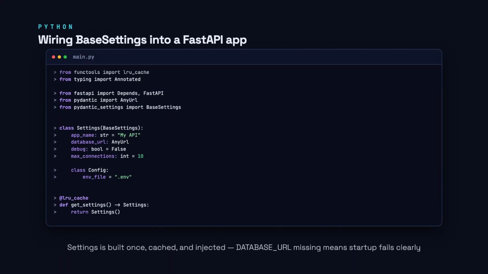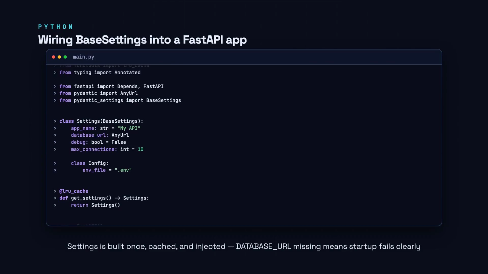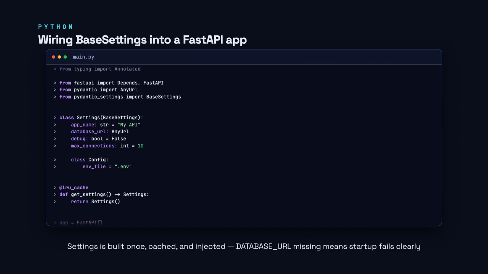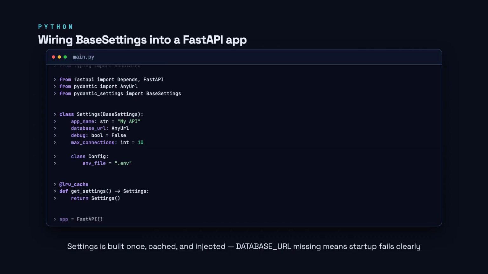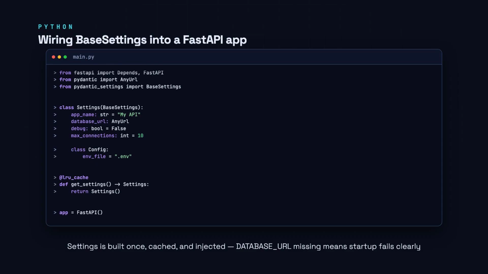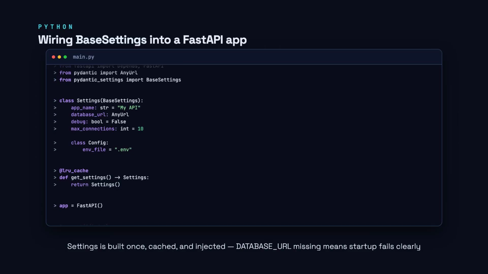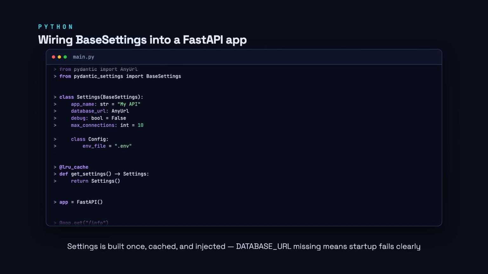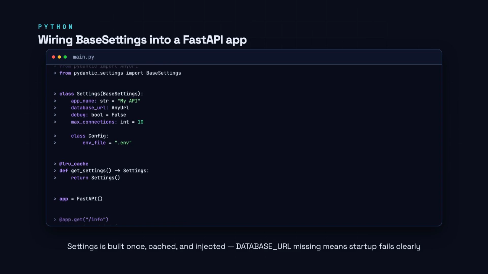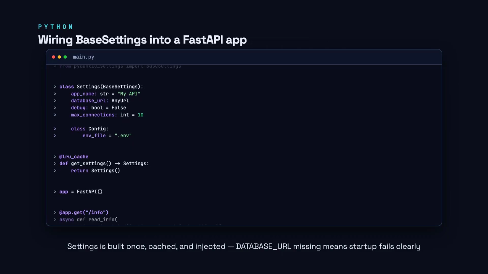Let us walk through this file top to bottom. The settings class extends BaseSettings. Each field is type hinted. app_name is a string with a default. database_url uses Pydantic's AnyUrl type, which validates that the value is a real URL. debug is a bool, and max_connections is an int. The inner Config class tells Pydantic to also look for values in a .env file.